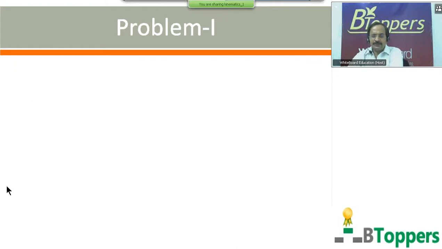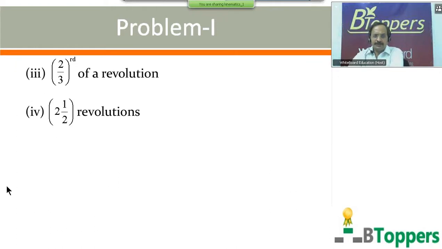And third part of the question, 2/3 of a revolution. Fourth one, 2.5 revolutions. Fifth one, 3.5 revolutions. You can take a pause and copy the problem, and you can try to do it yourself. If you want to try it yourself, you can take a pause and first try to do it yourself. Look at the answers then.